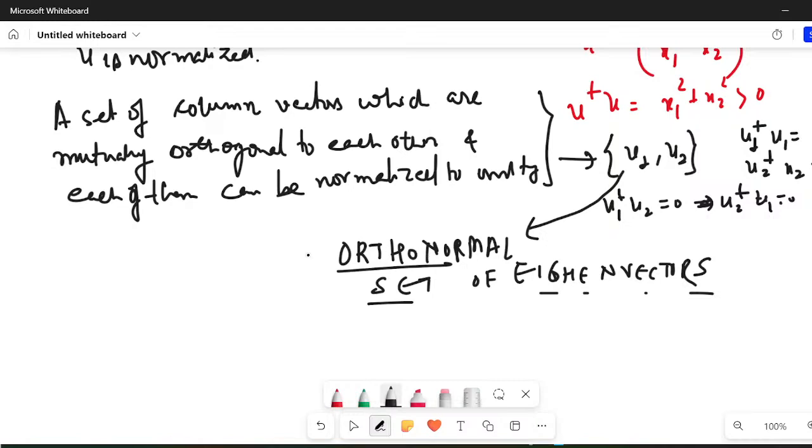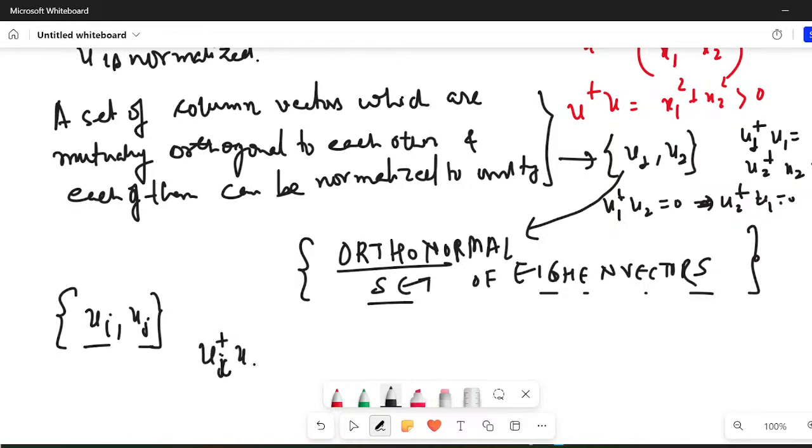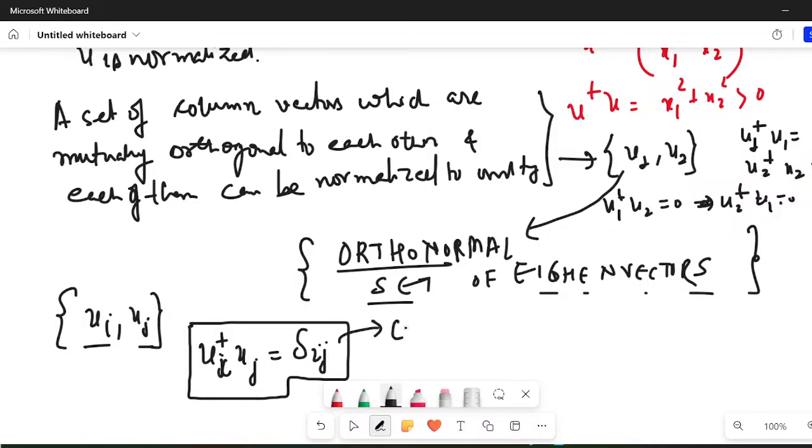Okay, so these are called the orthonormal set of eigenvectors. Or in general, if I want to state that ui's and uj's form an orthonormal set of eigenvectors, then it implies ui dagger uj is equal to Kronecker delta ij. So if i is equal to j, then this is equal to 1, and if i is not equal to j, then it is equal to 0.